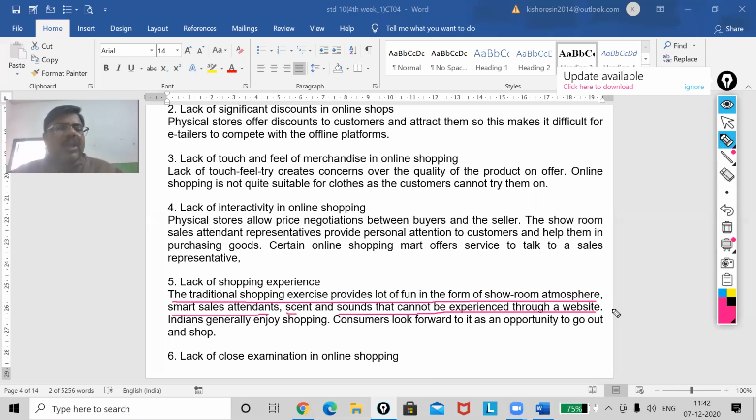While touching, you can know it. You can judge the material. You can judge your cloth. Understood? But in online shopping, you cannot experience this. Understood? Because only one item will come. But in the traditional way, you can have more items. You can feel it. You can touch it. You can get the experience, my dear. But there you cannot get it. Now, lack of close examination. Yes, already I discussed all this.